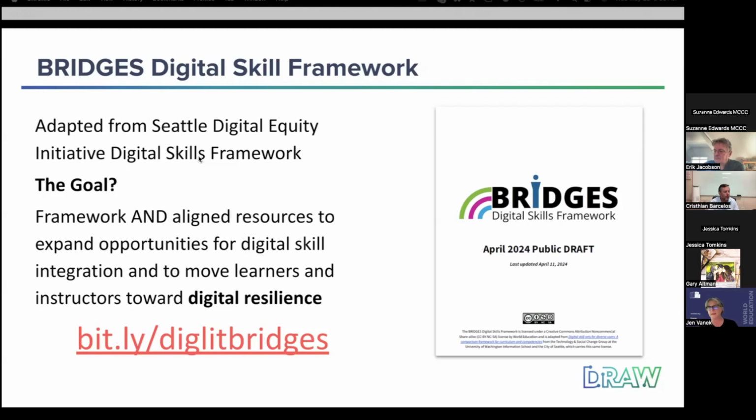So what I love about this framework is that it is not just a list of discrete skills, but it talks about the different reasons people use technology. So the highest level categories are like create, communicate, collaborate.